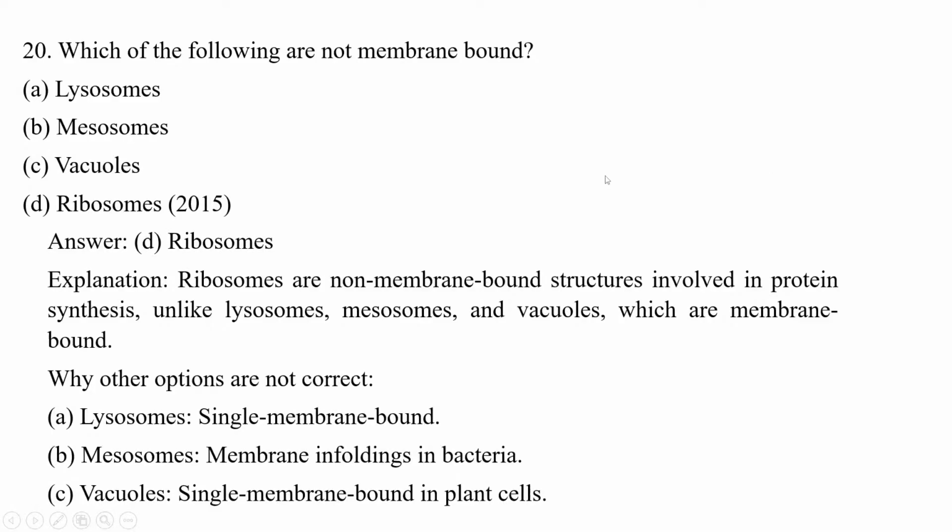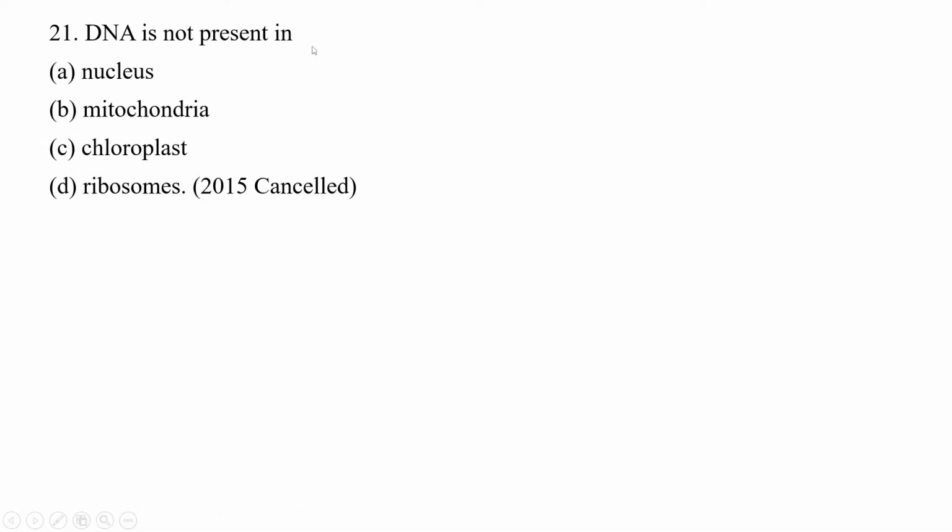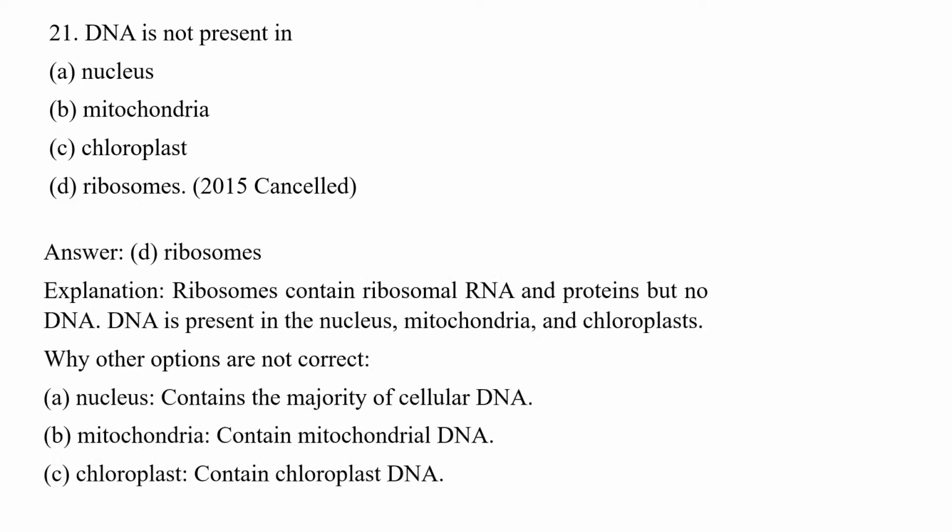Let's move to the next. DNA is not present in which? The nucleus has its own DNA, mitochondria also have their own DNA, and chloroplasts also have their own DNA. So the correct answer for this question will be ribosomes. Here is the explanation: ribosomes contain ribosomal RNA and protein, but they don't have any DNA, which is present in the nucleus, mitochondria and chromosome.